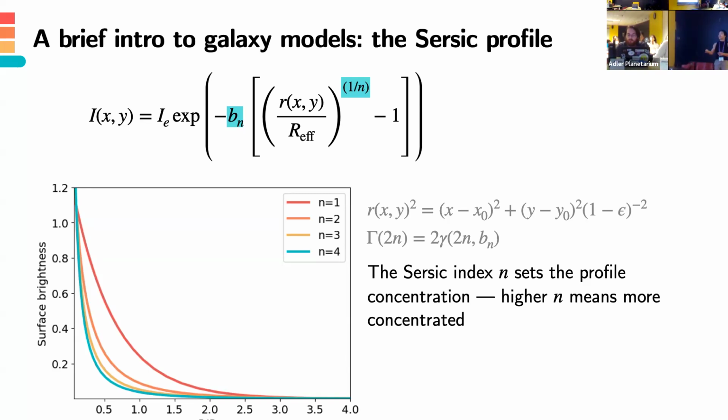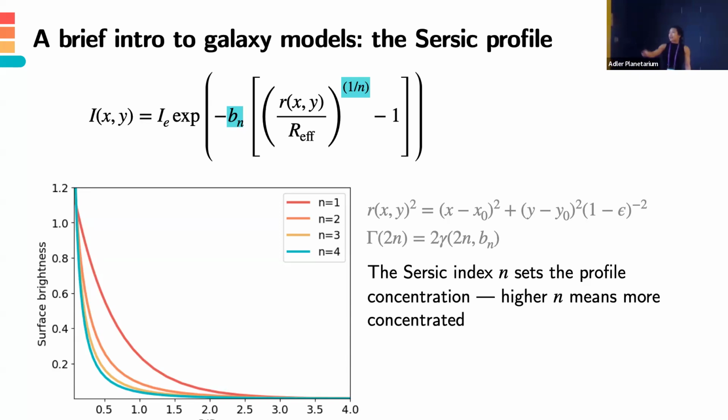What we can see now is that we have 3 important parameters that describe different physical components of the model. We have IE, which sets the overall flux of the model. If you increase IE, then your model gets brighter, with higher luminosity and higher surface brightness. You have this n term, which sets the shape of the model. If you increase n, the profile gets more concentrated. If you decrease n, it gets less concentrated.